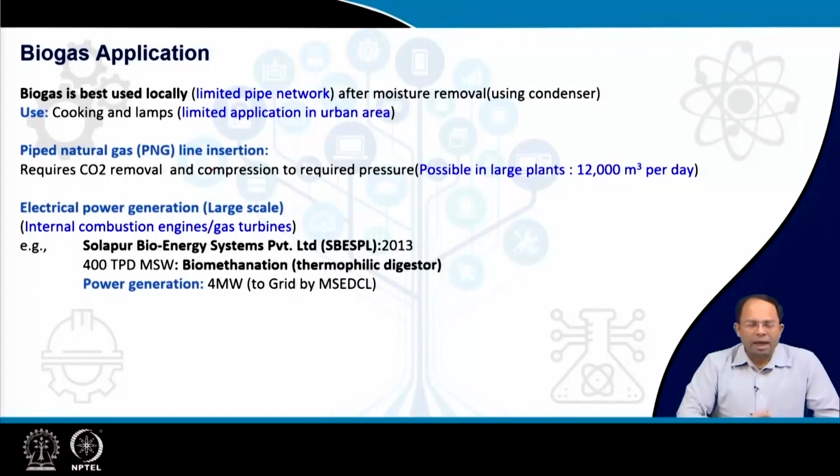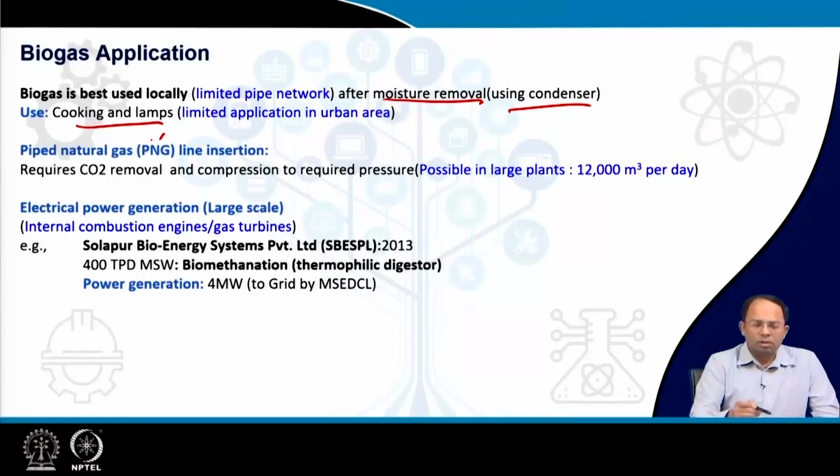One problem with biogas is its application. That means we can produce biogas, but who will apply it? Usually it's best if you can use it locally, because otherwise we have to have a long pipe network, which is costly and unfeasible to send a little quantity of gas. We have to remove moisture from the gas using a condenser, and then we can use it for cooking and for burning lamps. These kinds of uses are okay for rural areas, but in urban areas there is only limited application for using biogas for cooking or for burning lamps, right?